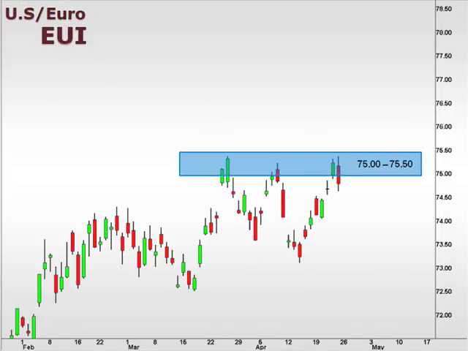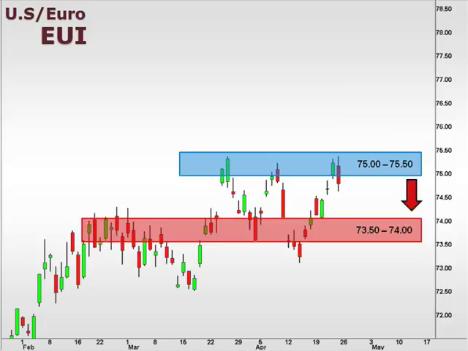The EUI tested resistance in the 75, 75.5 focal zone for the third time as the US dollar closed the week strong against the euro. Now, a break beyond 75.5 opens the window for a test of the 76, 77 box. However, we are looking at a possible reversal candle coming into play here after Friday's close, suggesting caution of a possible move back down to test support within the 73.5, 74 focal zone.